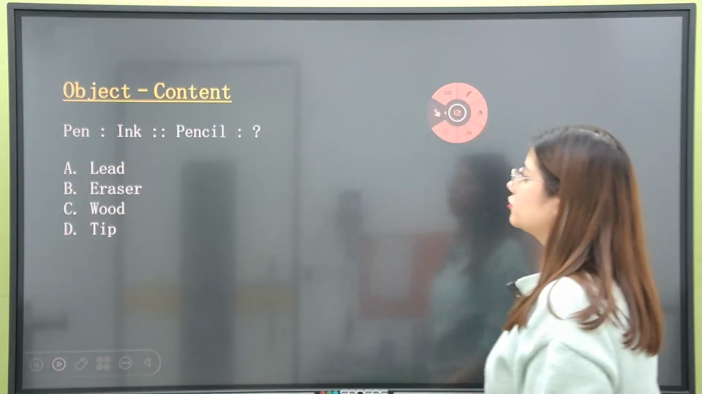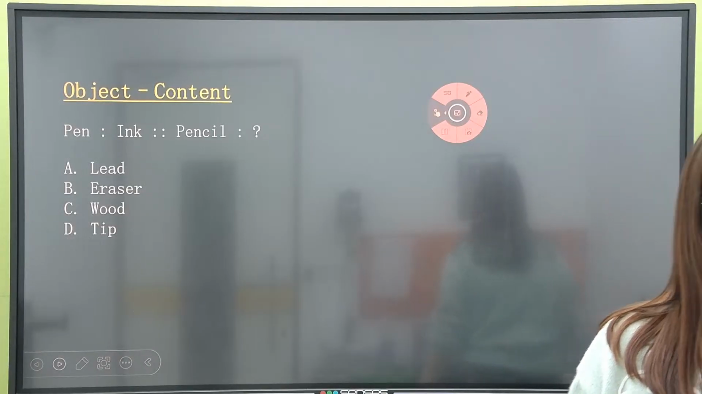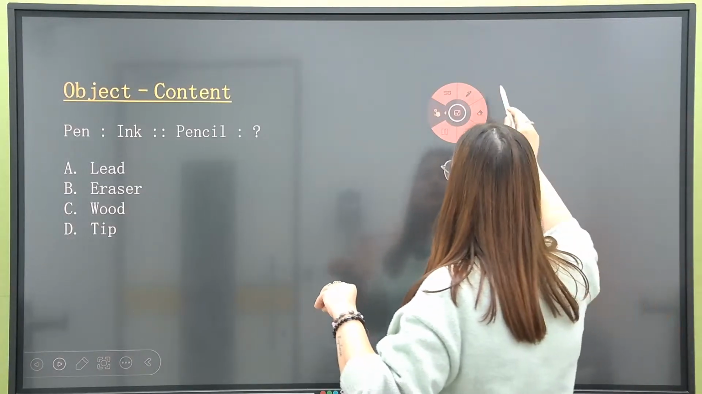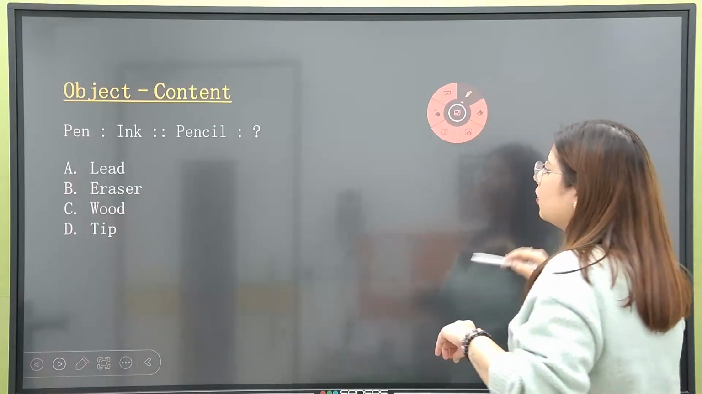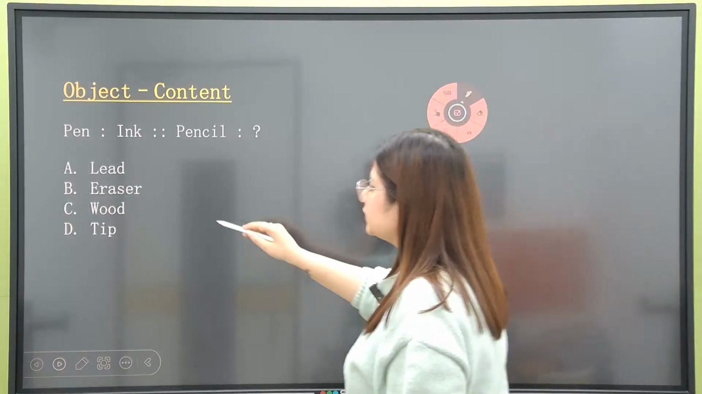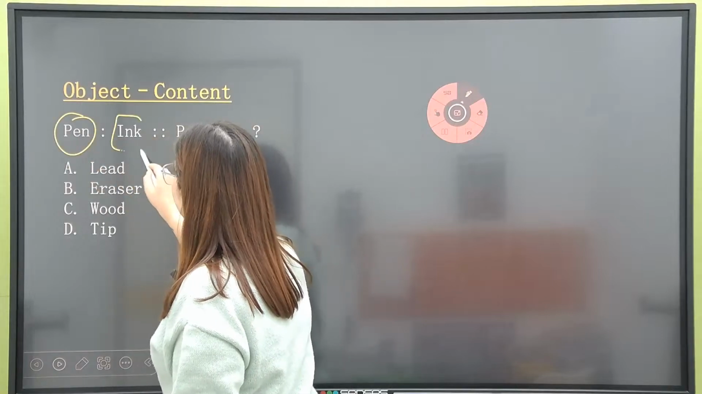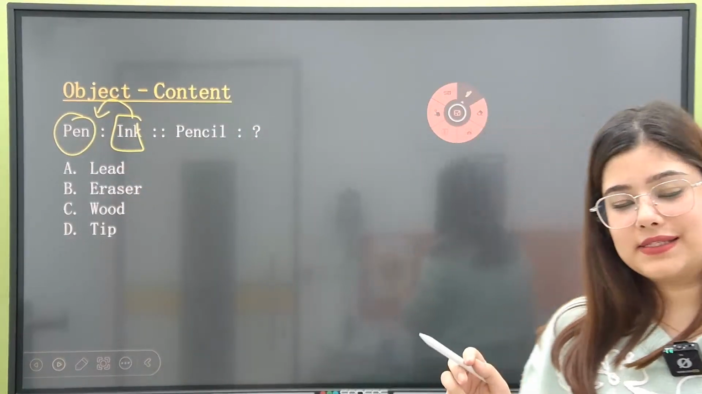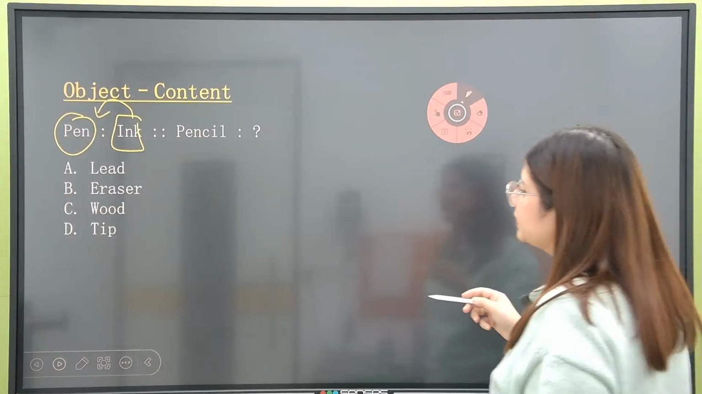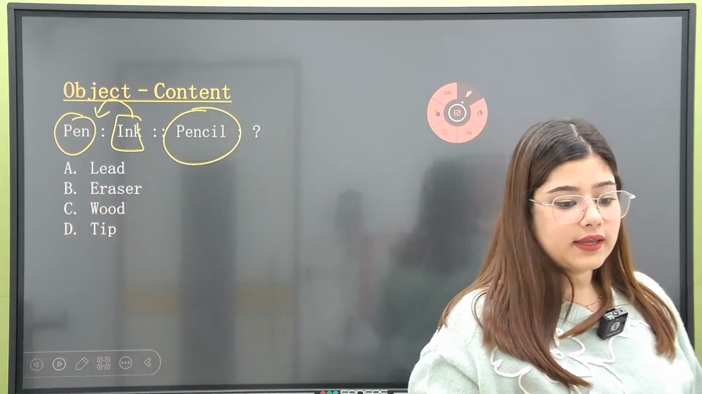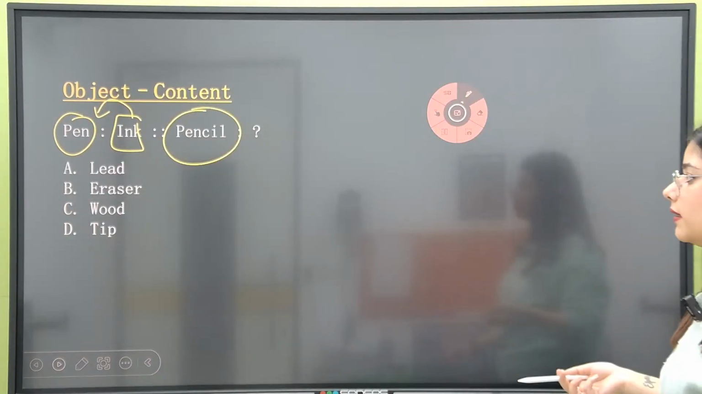Another such relationship would be object and content. A given object and what is present inside that object. What content does it have? So pen is the object and ink is present inside the pen. Similarly, pencil is an object and what is present inside the pencil?